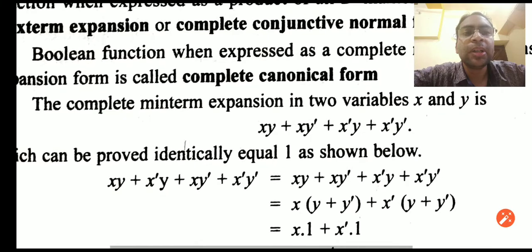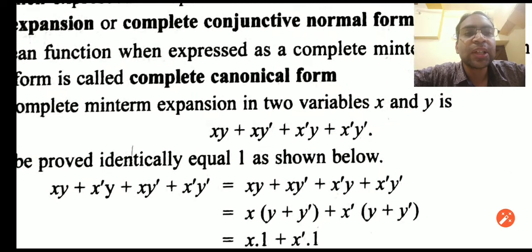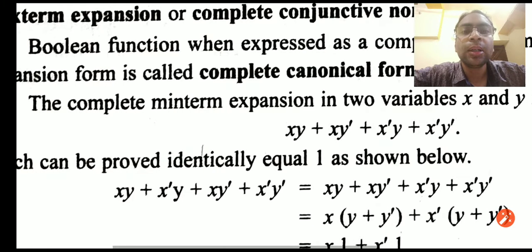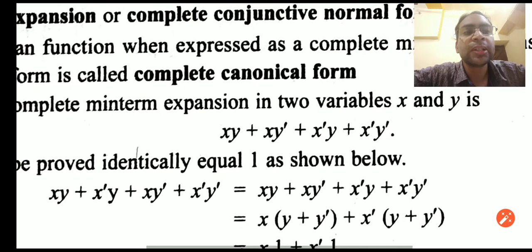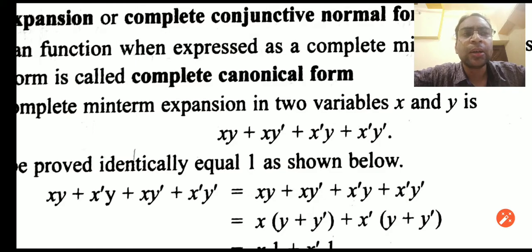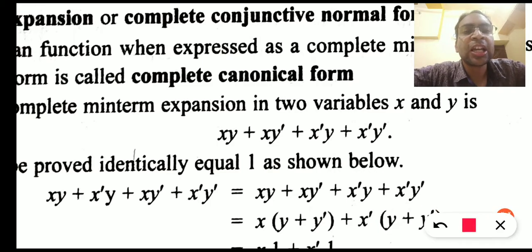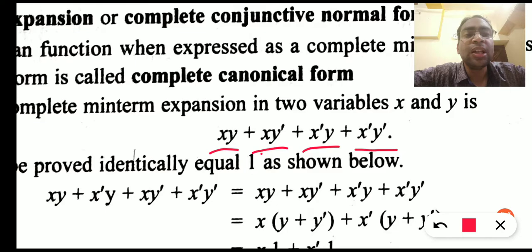So now the complete minterm expansion in two variables, for example x and y. We can see what all the combinations of x and y can be. One can be x dot y, another x dot y bar, next is x bar dot y, and the fourth is x bar y bar. So these are all the minterms of the two given variables x and y, and when we sum all these minterms together, it becomes the complete minterm expansion. Right, I hope you have understood.